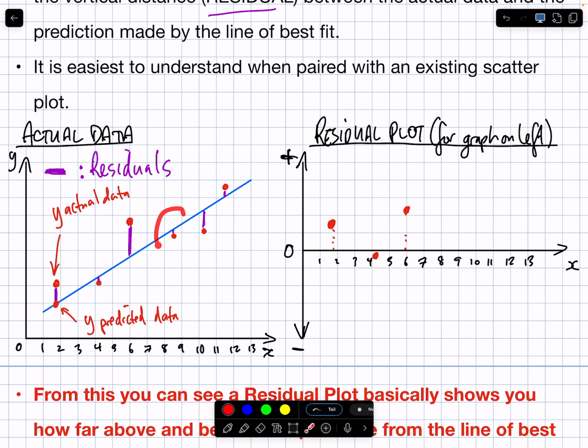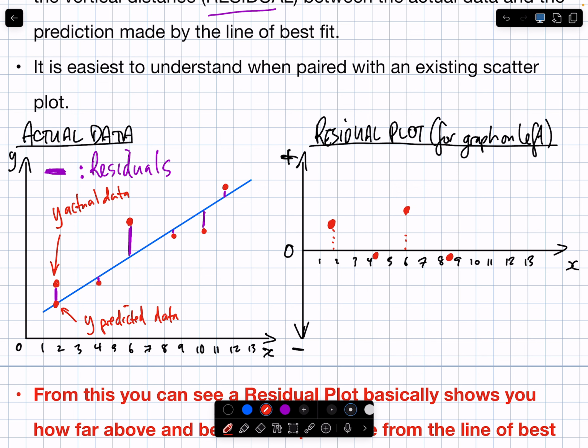Next dot over, if I was representing on the residual plot the residual for this, would it be positive or negative? Negative, just a little bit. And it would be between 8 and 9. Pretty much the same as the other negative one there.